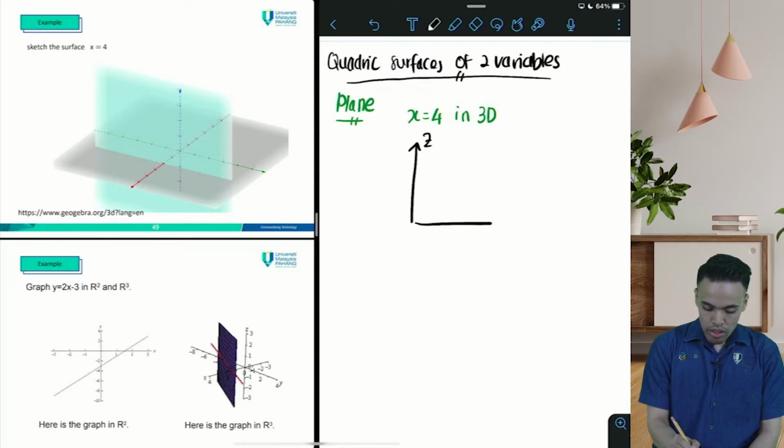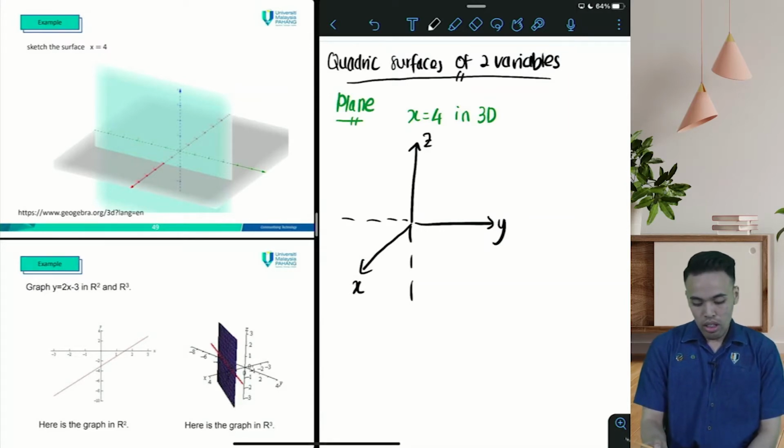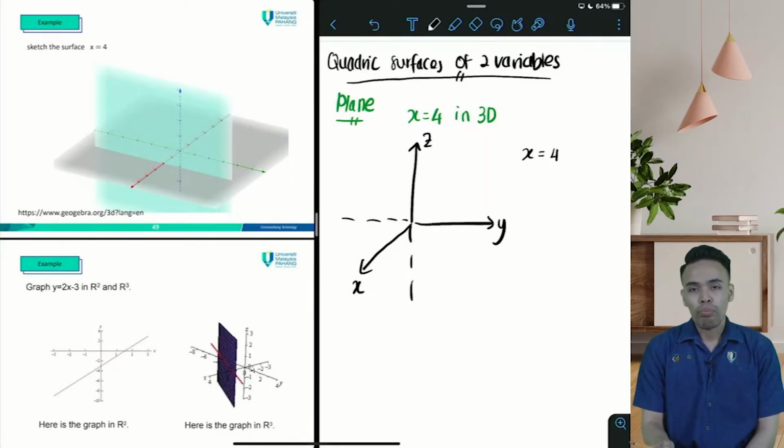Z-axis, y, and x-axis. As you can see from the axes, you have 3 variables that you need to consider: x, y, and z. But in this case, you are given only an equation that has information of x is equal to 4.